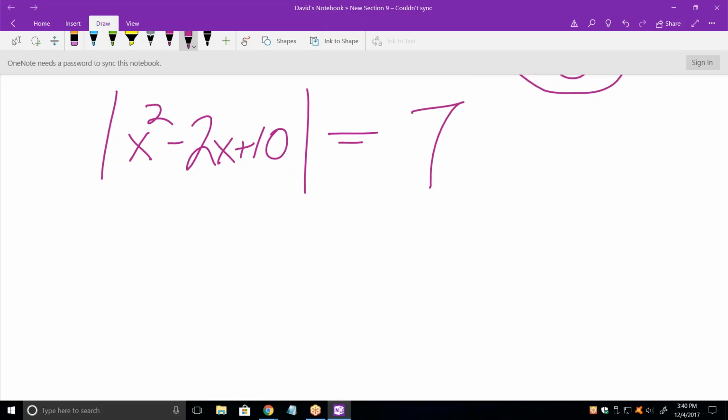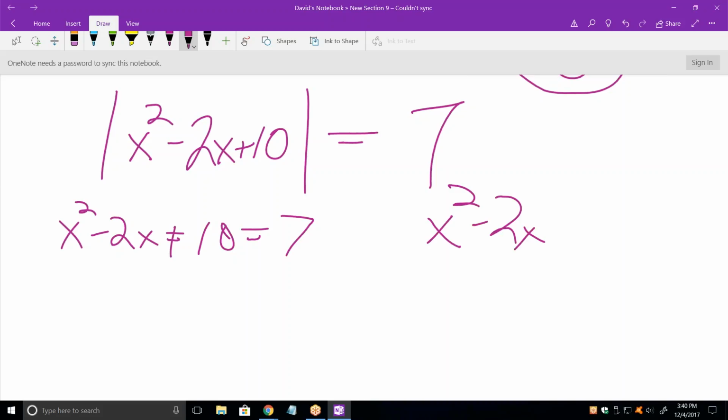Solve that. So you'd make 2 equations. x squared minus 2x plus 10 equals 7, and x squared minus 2x plus 10 equals negative 7. You got it. That's how you do it. And then you just solve each. Yeah. All right. What else you got?